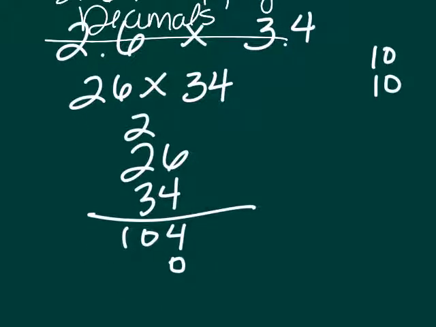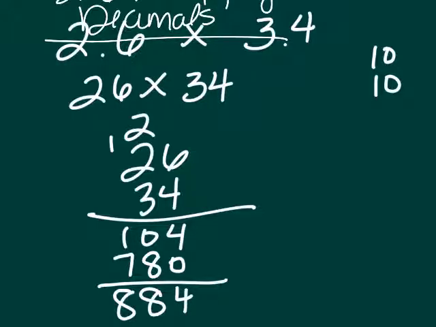And 3 times 6 is 18. 3 times 2 is 6 plus 1 is 7. And then we're just adding straight down. So all you have to remember is how many spaces you originally moved it over, and it's equal to how many zeros there are. So there's 2 zeros. All I need to do is drag my decimal back 2 spaces, and my answer would be 8.84.